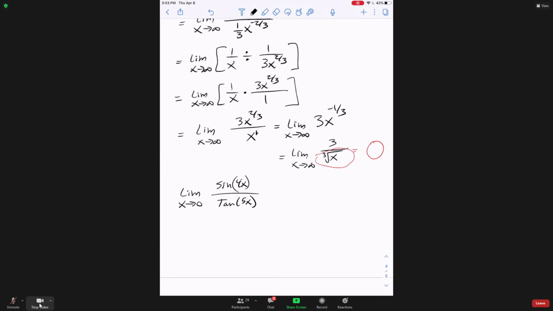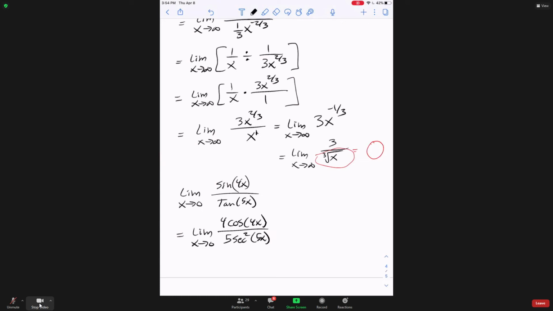All right, let's go over this here. If you plug in 0, you will get 0 over 0. Okay, so we're going to take the derivative of the top and the derivative of the bottom. The derivative of sine is cosine, and then by the chain rule times the derivative of the inside, which is 4. The derivative of tangent is secant squared times the derivative of the inside, which is 5.